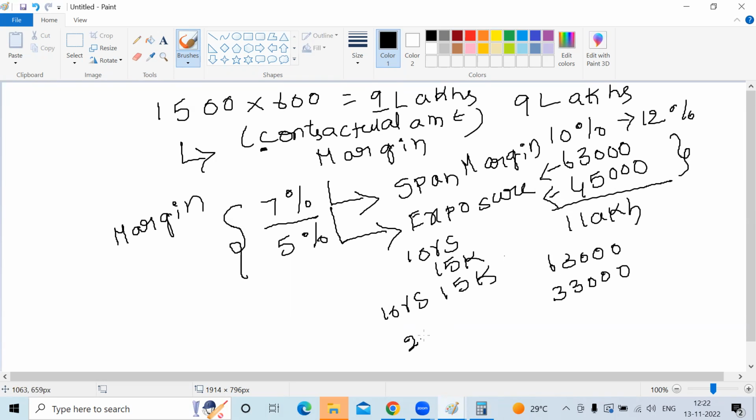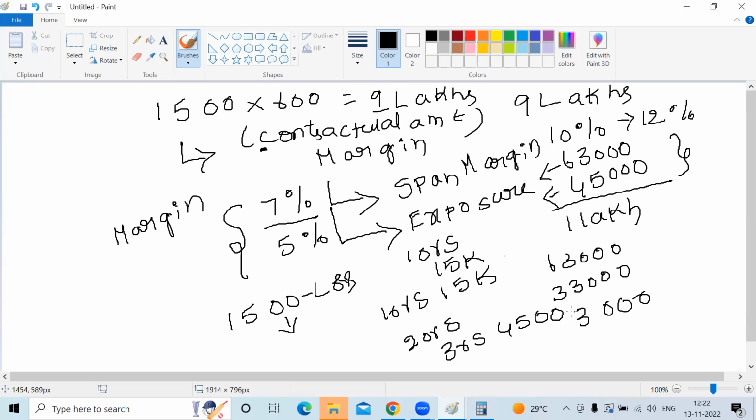Assume another 20 rupees down. They will deduct again 30,000. So your span margin, how much is it now? 3,000 only. Assume another 3 rupees down. That means 4,500, right? One point reduced means 1,500 rupees lost to you. If SBI is down by 1 rupee, you will get 1,500 loss. So 3,000 is not enough for 4,500. That means your span margin is almost over.